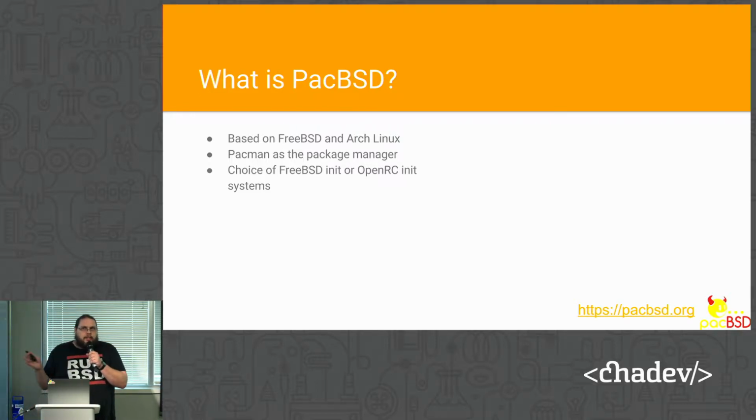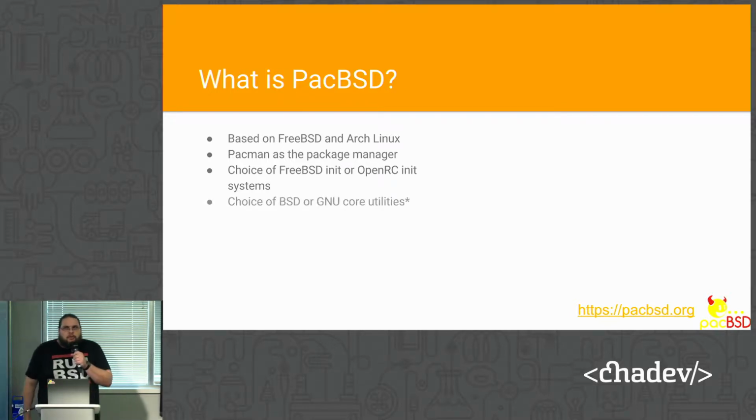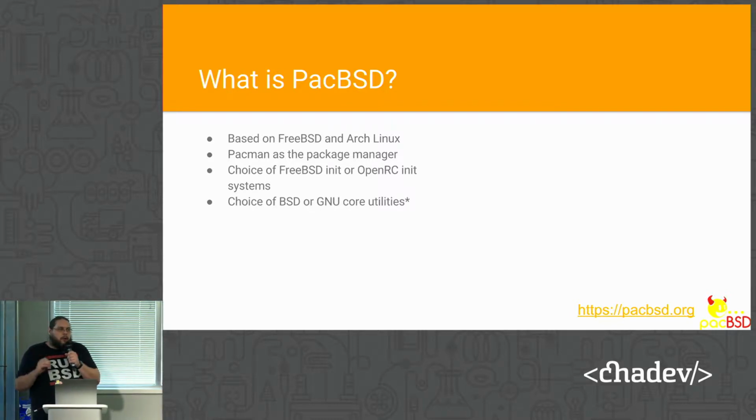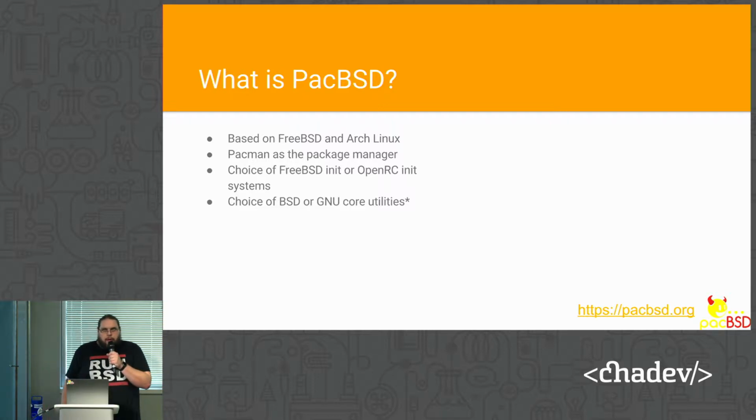We also offer users a choice between the FreeBSD init system and OpenRC. So we support two different ways of starting and managing services that users can choose at install time, or they can switch between during runtime as well. We also offer a choice between the BSD and the GNU core utilities. So commands like cp, mv, things like that. If you're more familiar with how they work on, say, OS X or other Unix systems, or if you're more familiar with how they work with Linux, you can install the appropriate ones, and we support both.